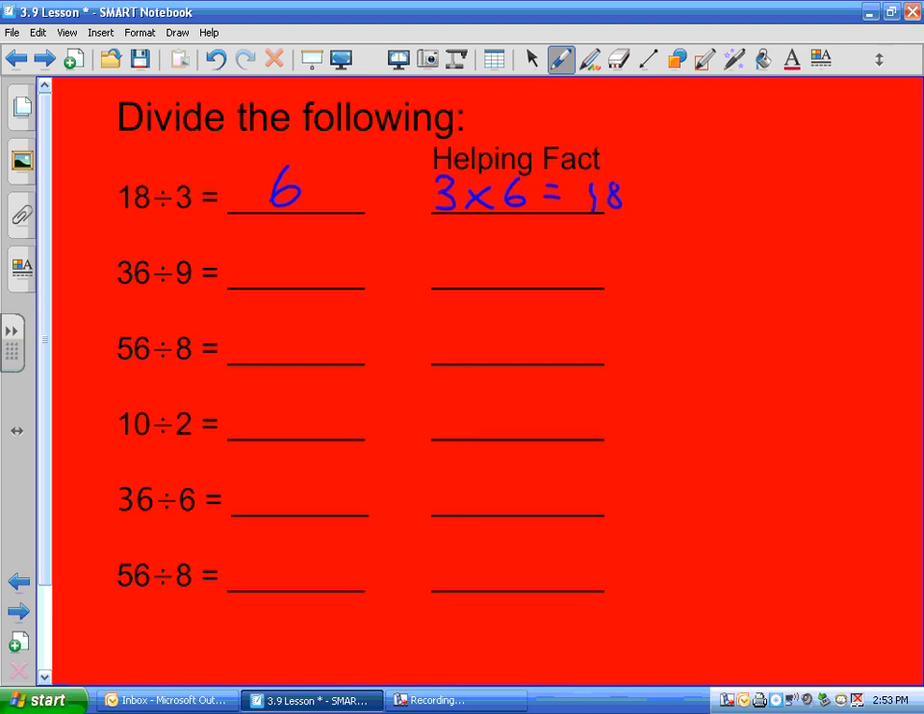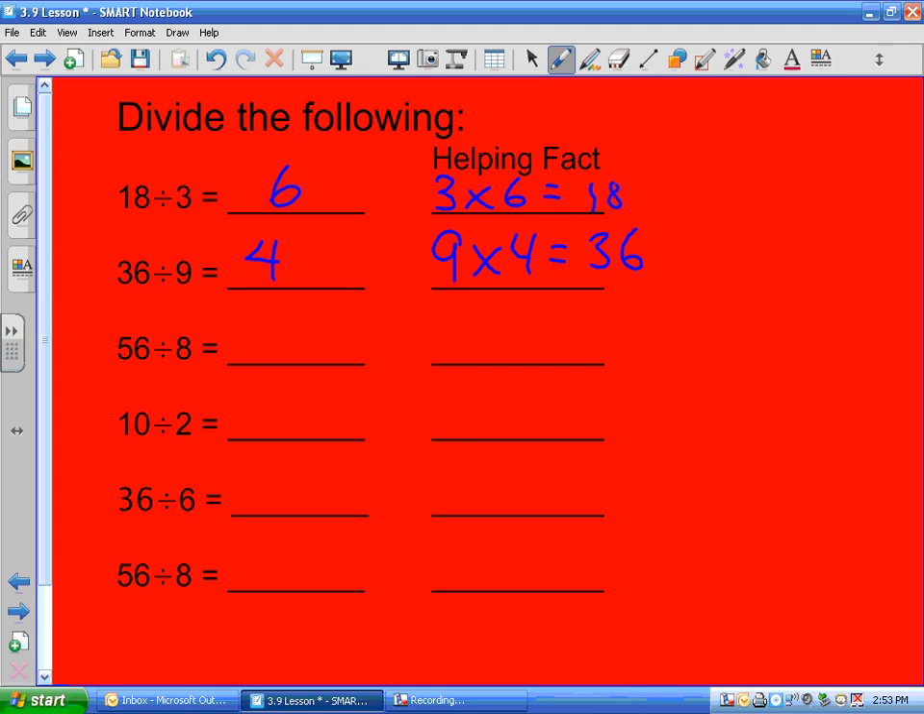All right, the helping fact for 36 divided by 9 is going to Thomas. He's not here today. So, Josh, do you have any idea what this one is? Nope. All right, that's good enough. Teddy Hughes, what's the helping fact for 36 divided by 9? 9 times 4 is equal to 36. So what is 36 divided by 9 then, Teddy? 4. All right.